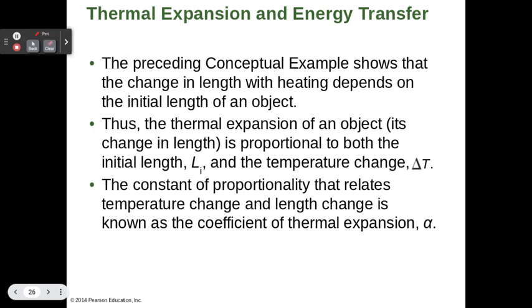In the last example, we were just looking at how change in length with heating depends on the initial length of the rod. The longer the rod, the bigger the change in the length. Thus, thermal expansion of an object is proportional to the length and the temperature change, both. Remember, our equation is some constant K times the change in temperature. So it's proportional to both the initial length and the temperature change.